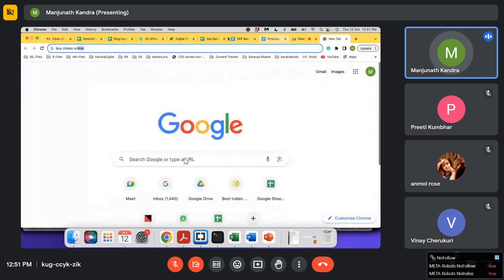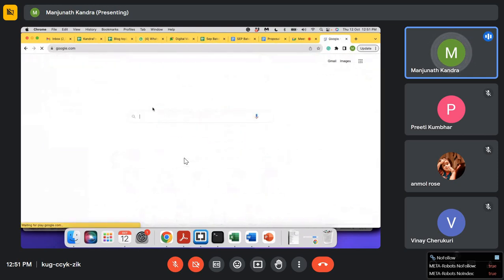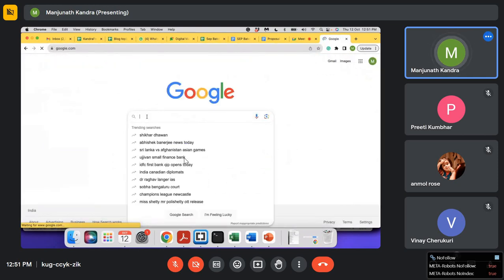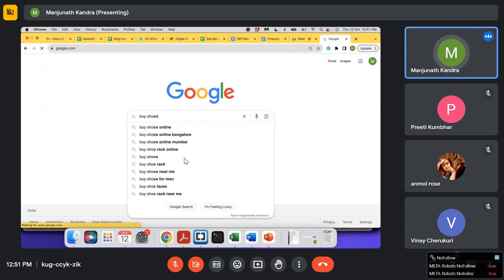So one way is you go to Google and you can start typing buy shoes online. See, look at this. It's showing all the variations of how people are searching. This is called autocomplete.